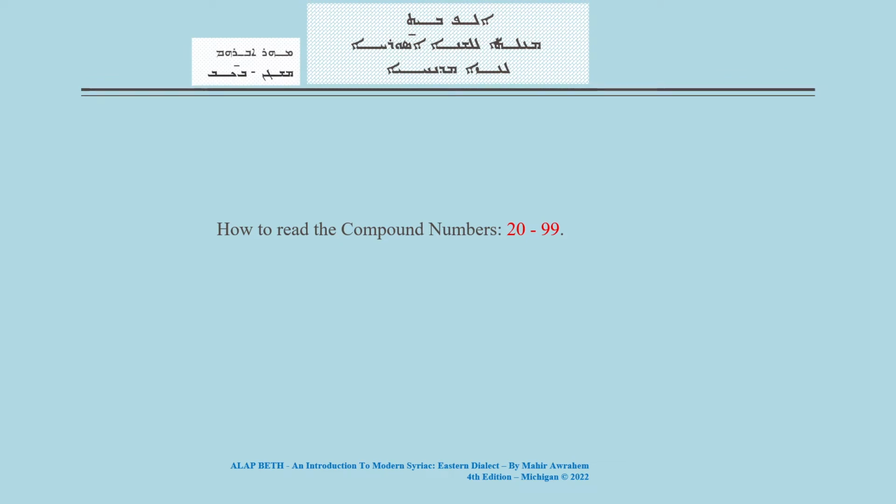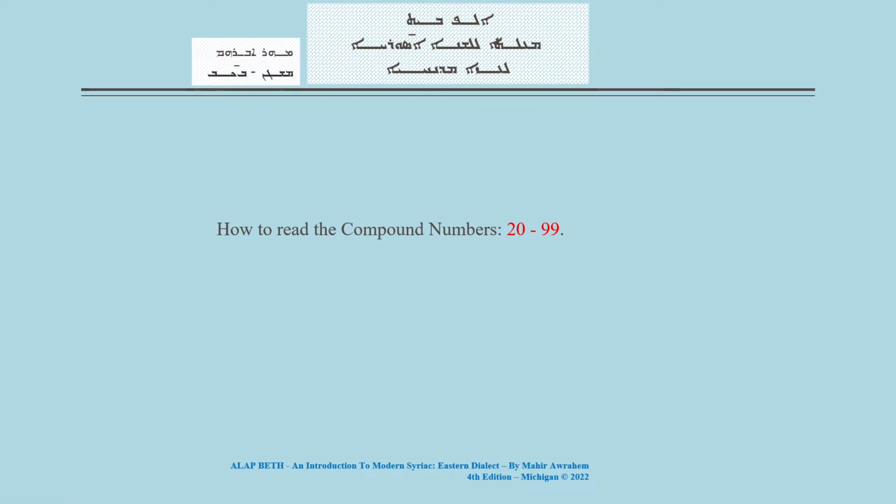So 20 is isri, 30 is tlathi. That's the first column from the right. Isri, 20. Tlathi, 30. Arbi, 40. Khamshi, 50. Ishti, 60. Shoi, 70. Tmani, 80. And sometimes you hear people say tmana. Tish'i, 90.